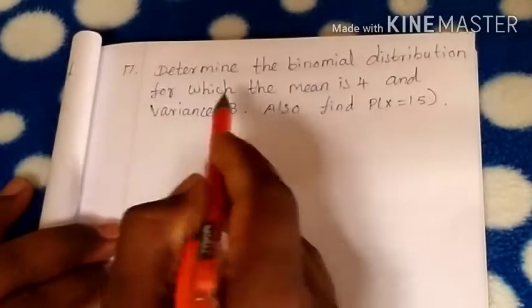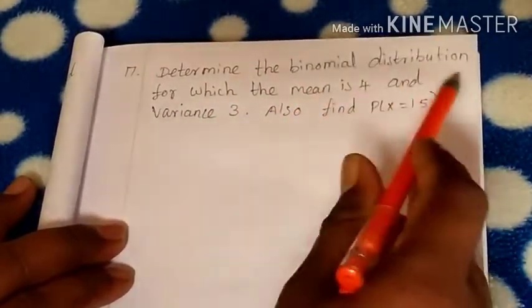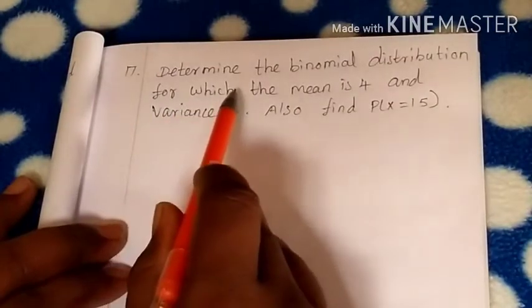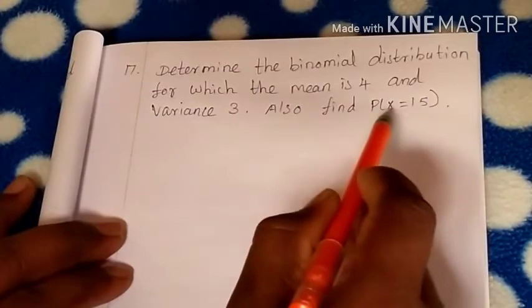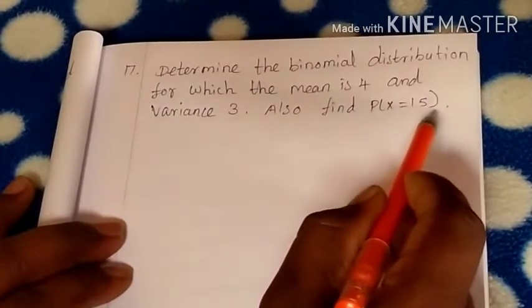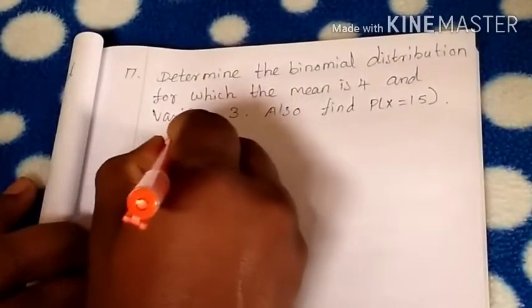Okay, dear students, next 17th question. Determine the binomial distribution for which the mean is 4 and variance is 3. Also find P(X = 15). This is the same manner as the previous question. The solution.